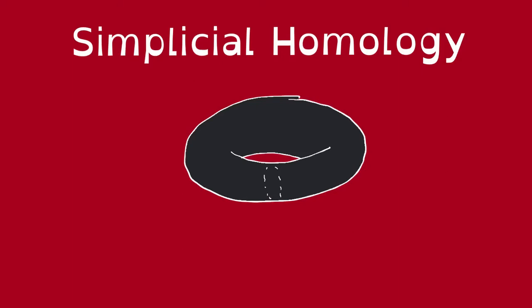Now let's compute simplicial homology of the torus. Let's argue geometrically first, and then we'll do computation. So the torus has only one connected component, and thus H0 must be Z.